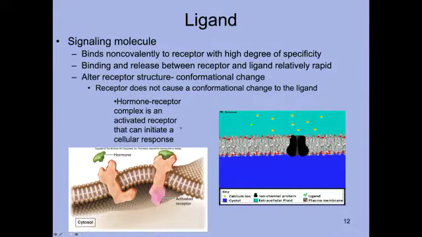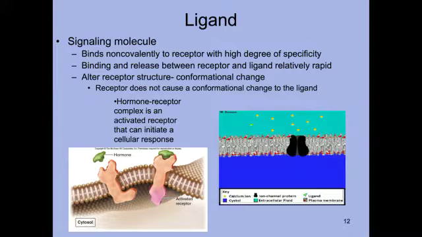So what exactly is a ligand? I've been using the term, and the ligand is the signaling molecule itself. It binds to a receptor. It does so with really high specificity, meaning a single receptor is going to be specific for a single ligand, right? So receptor and ligand relationships are very, very unique.